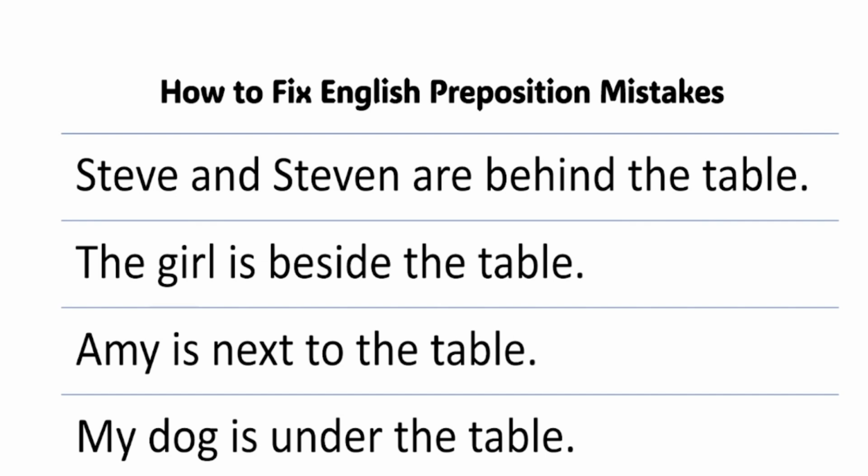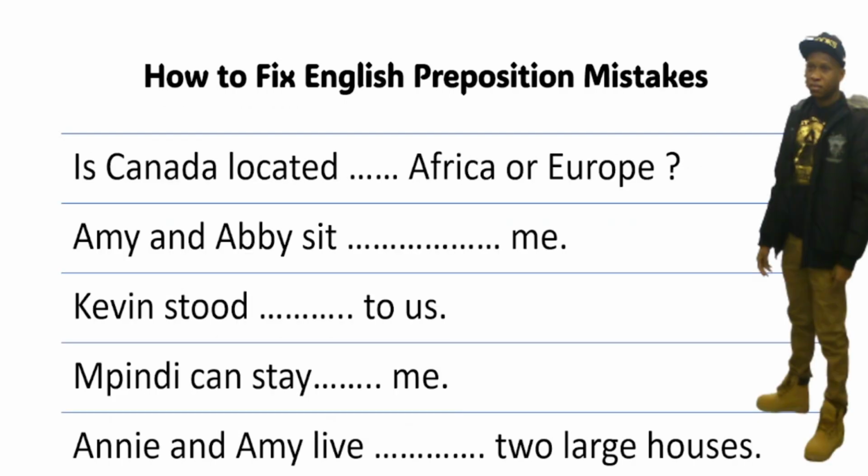So here are the right answers. Steve and Steven are behind the table. The girl is beside the table. Amy is next to the table. My dog is under the table. We come here. Is Canada located Africa or Europe?